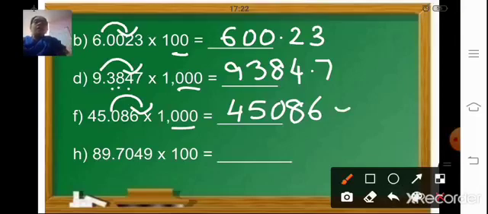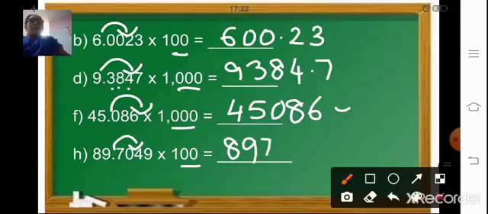Now 89.7049 multiplied by 100. Now 100 has got 2 zeros, so 2 places towards your right, so your decimal point will be after 0. So your answer is 8,970.49. Okay, yes.